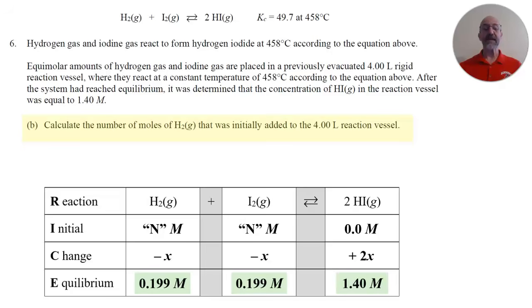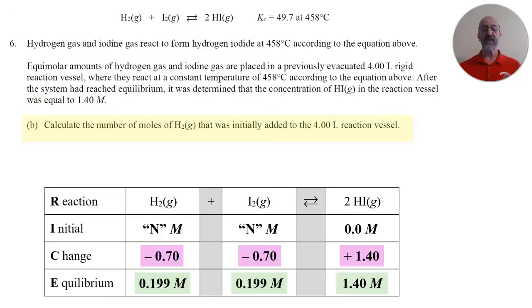So we will fill in the rest of the RICE table by moving from the bottom to the top. Let's focus on the change row of the RICE table. Since the hydrogen iodide was 0 and now it's 1.4, that is a change of 1.4. And since 2x is 1.4, x is half of that value, which is 0.7. So I can fill in the change row of the RICE table as minus 0.7, minus 0.7, and plus 1.4.